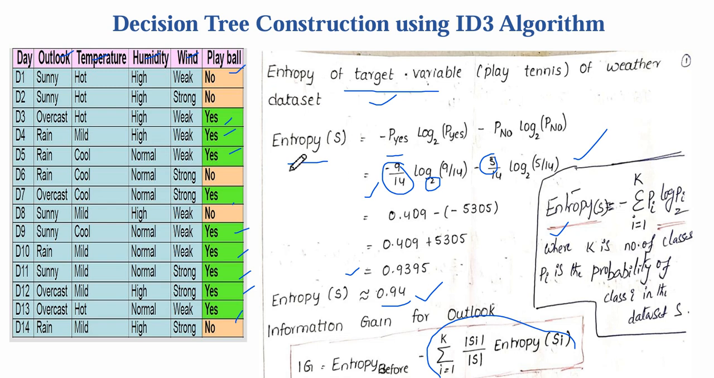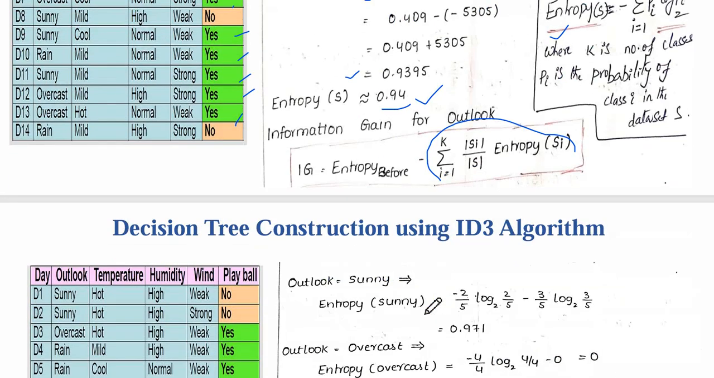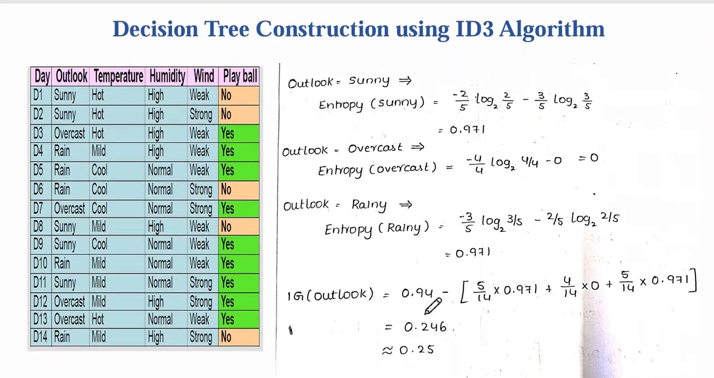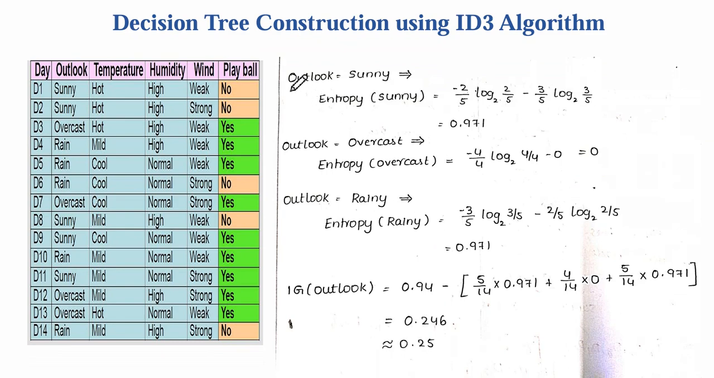But remember, first we have to find the entropy for the target variable. Next we have to calculate the entropy for outlook equal to sunny, then for outlook equal to overcast, and then for outlook equal to rainy. Let's see outlook equal to rainy. How many records do we have? 1, 2, 3, 4, 5 records.